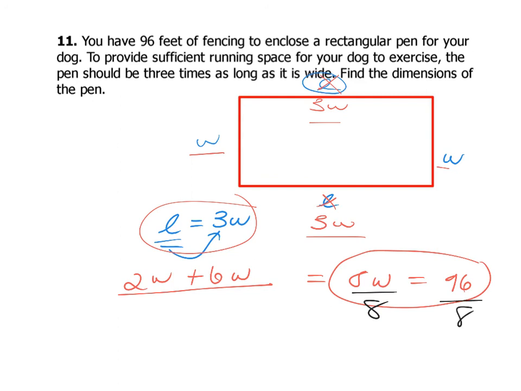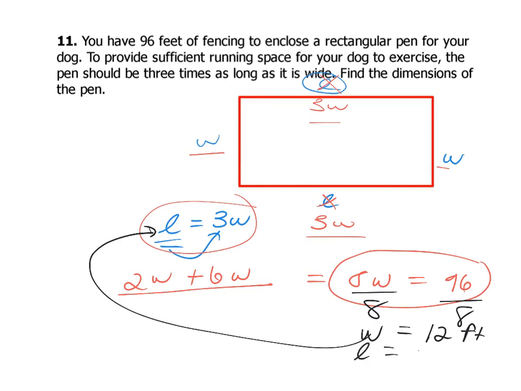Divide. And so I get my width to be 12 feet. Remember the units. It's not 12 apples, it's 12 feet. So my width is 12 feet. How do I find my length? Times it by 3 because of this. Does everybody understand that? Questions on that so far? So if my width is 12 feet, what's my length? 36 feet. And that's it. Questions?